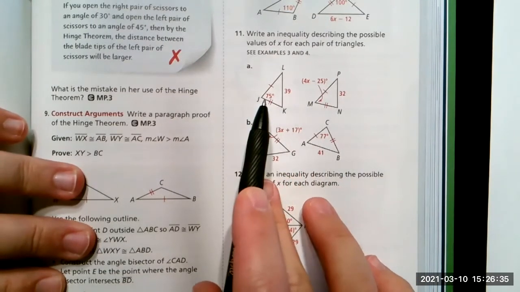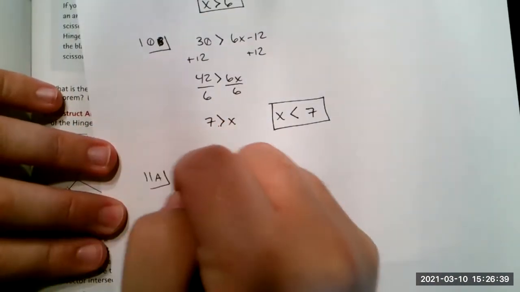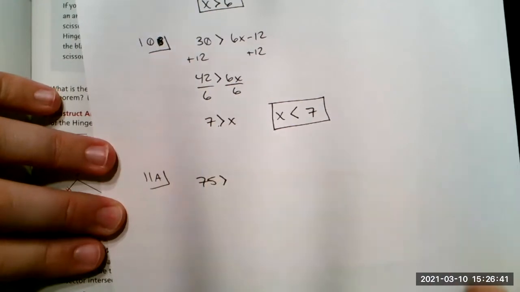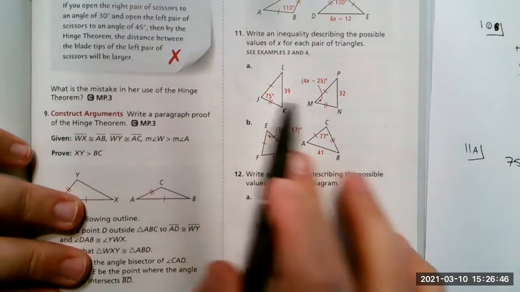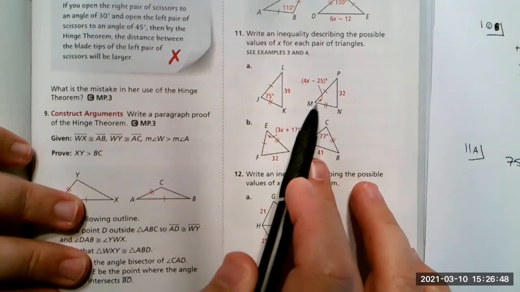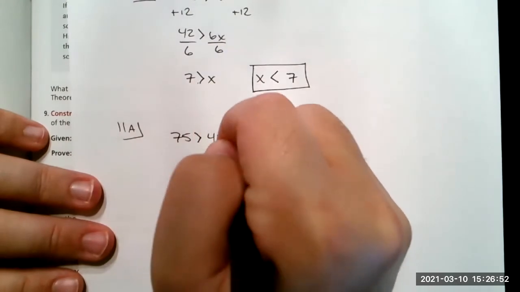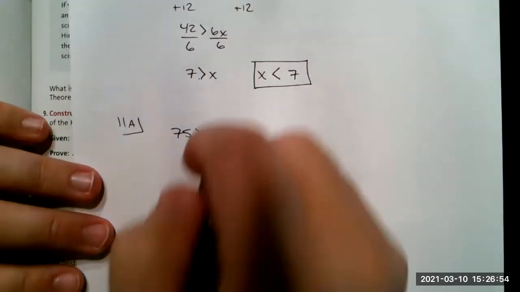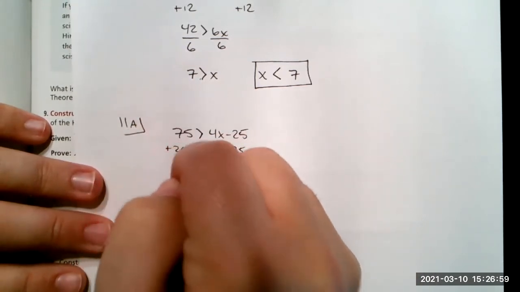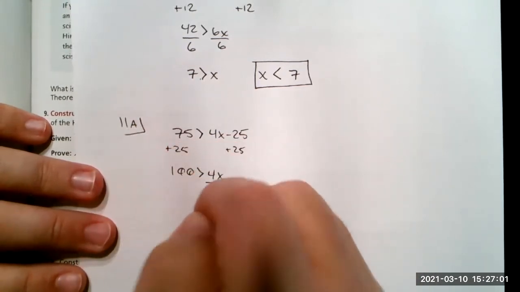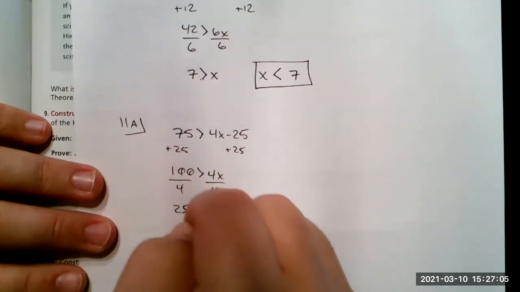And I'm going to say that 75 degrees, so 11a, 75 degrees has to be greater than, again, because that's the opposite of the longer side, angle M, 4x minus 25. And now, just like before, solve. So I'll add 25 to both sides. I get 100 is greater than 4x. Divide both sides by 4. I get 25 is greater than x.